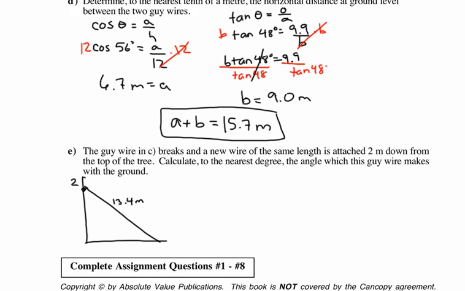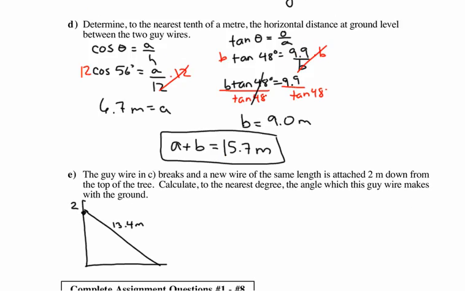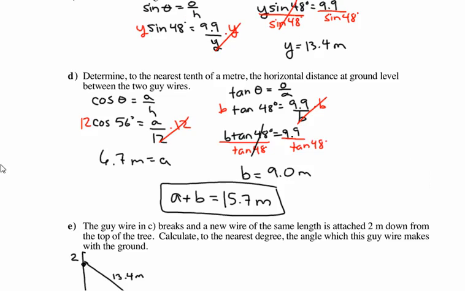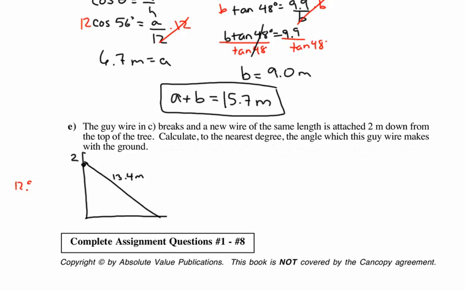Okay, so now it's 2 meters below the top of the tree. So how tall is our tree? We calculated this, right? The length of our tree is 12.9 meters. So now if we attach it 2 meters down, how much is this length here? Well, minus 2 is 10.9 meters. So the bottom half is 10.9, and now we're looking for this new angle here. So it used to be 48. What's the new angle?